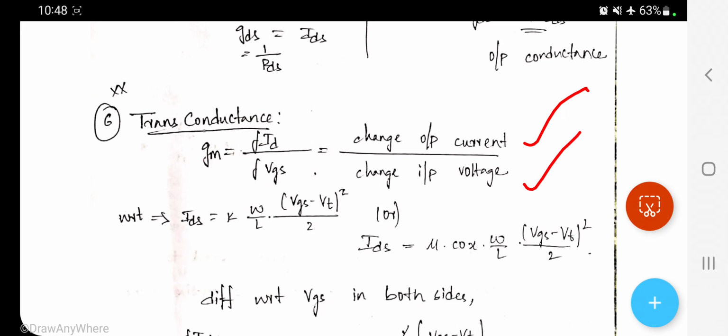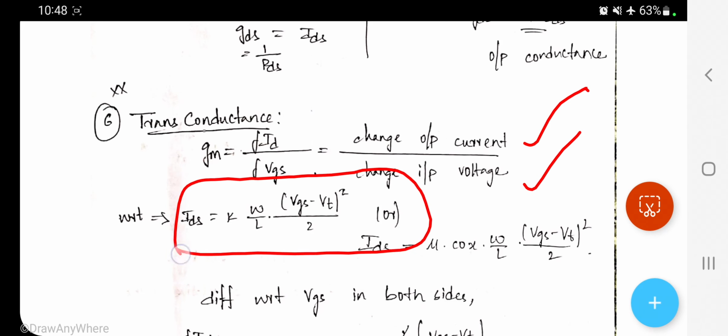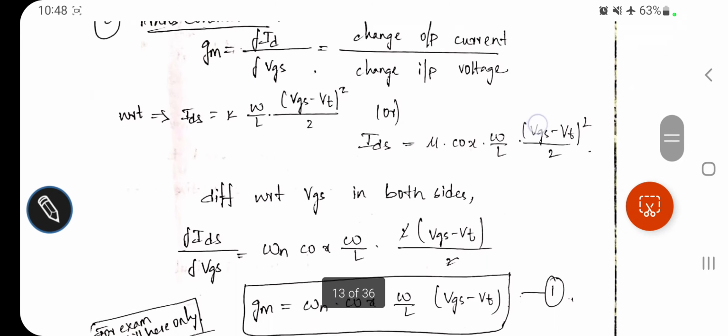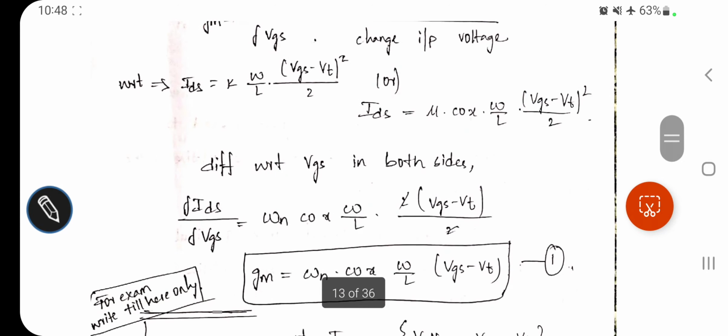So to calculate the transconductance, we take the saturation region equation of IDS, which is nothing but K into W by L into (VGS minus VT) square by 2. When we substitute, IDS equals mu into COX, that is capacitance per area, into W by L, into (VGS minus VT) square by 2.